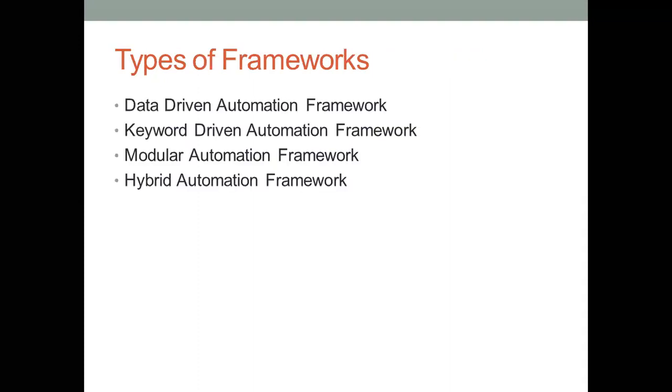So these are the different frameworks that we can use for automation based on the criteria. Are you getting all of this? These are the frameworks we can use for automation: data driven, keyword driven, modular, and hybrid automation framework.